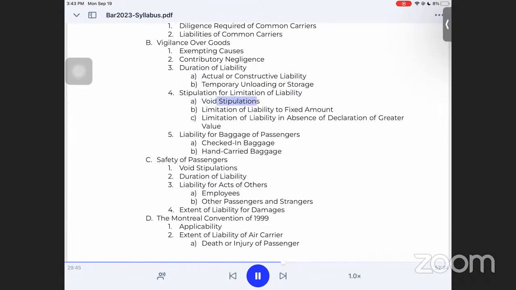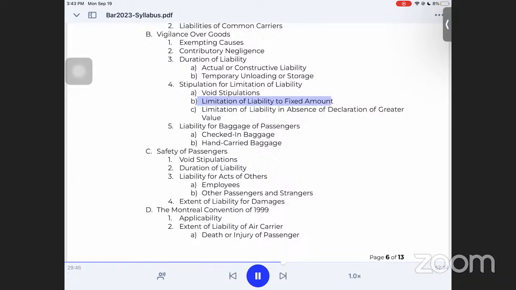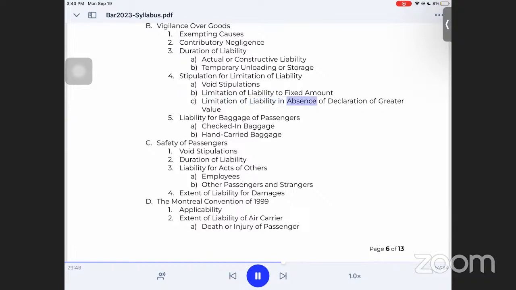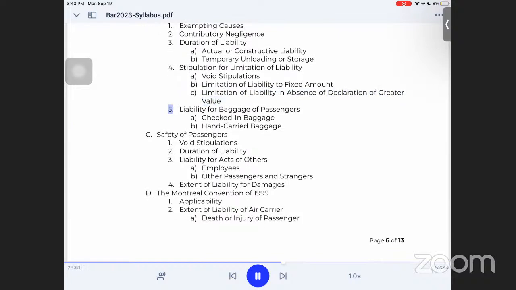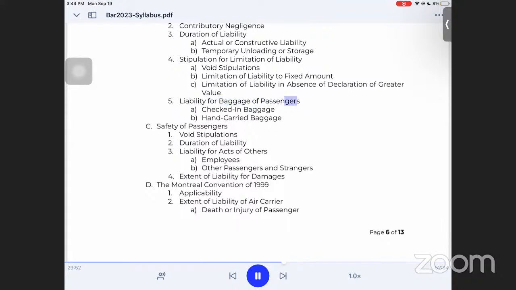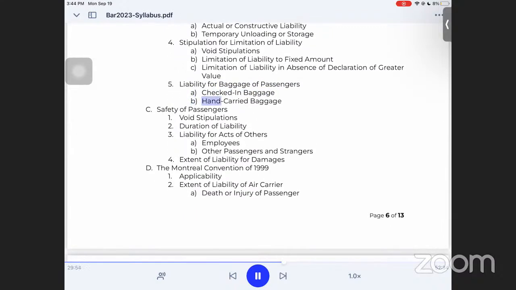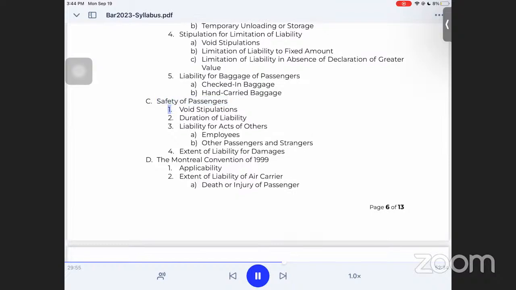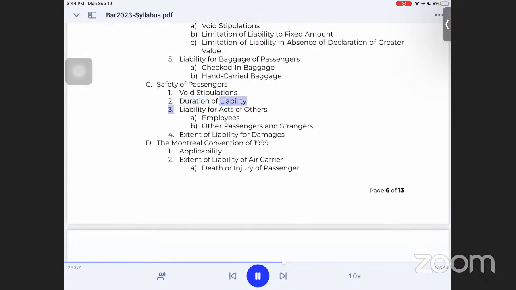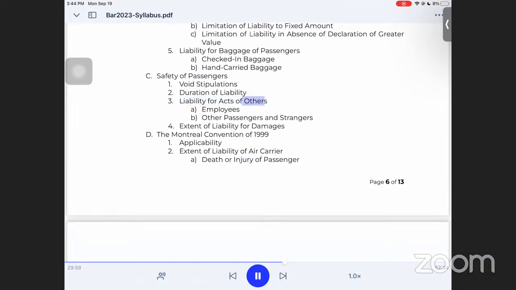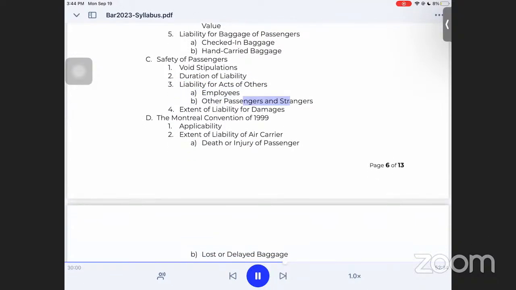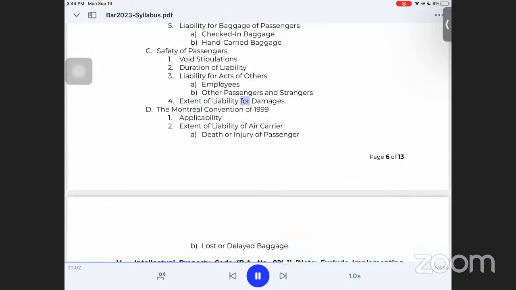A. Void stipulations. B. Limitation of liability to fixed amount. C. Limitation of liability in absence of declaration of greater value. 5. Liability for baggage of passengers. A. Checked baggage. B. Hand-carried baggage. C. Safety of passengers. 1. Void stipulations. 2. Duration of liability. 3. Liability for acts of others. A. Employees. B. Other passengers and strangers. 4. Extent of liability for damages.